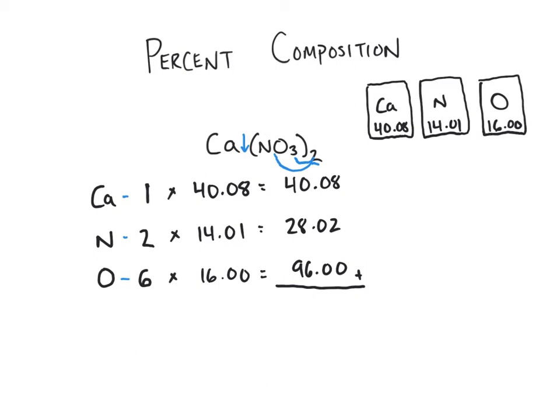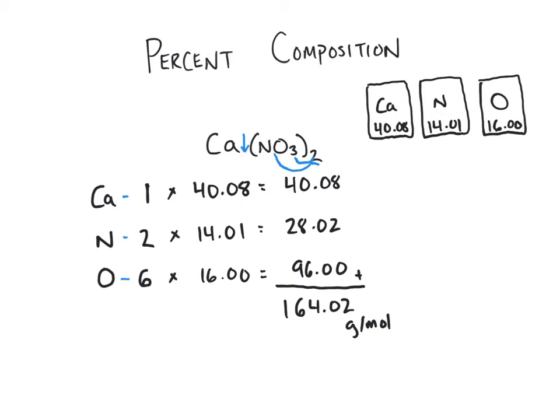Okay, now to figure out the total mass of this compound, that molar mass that we're going to call it, we're simply going to add these up. Now, the unit for this is going to be grams per mole. So when we add this up, we get 164.02 grams per mole.